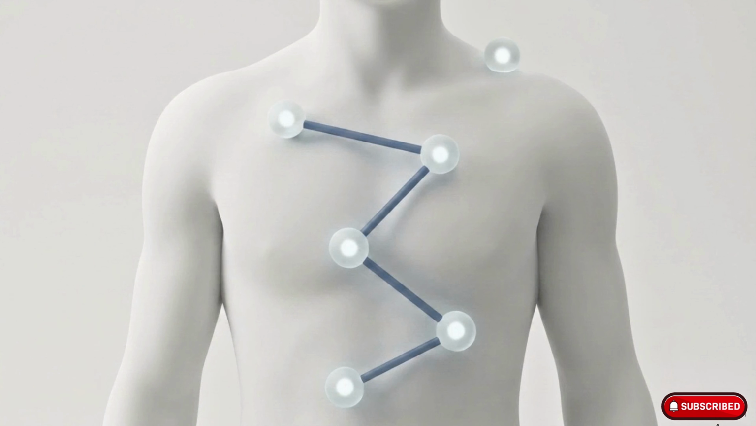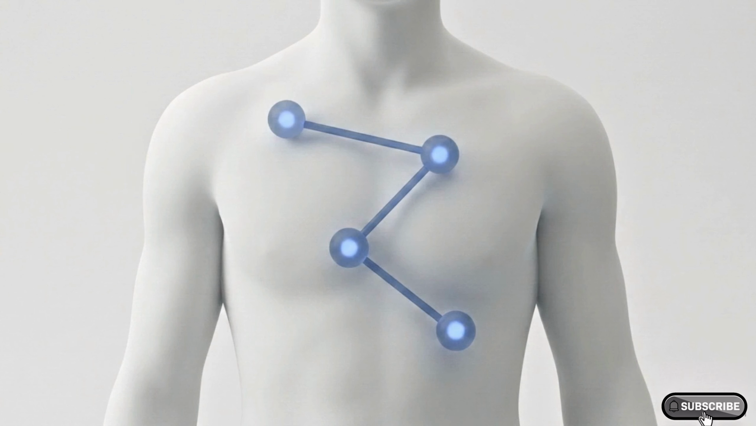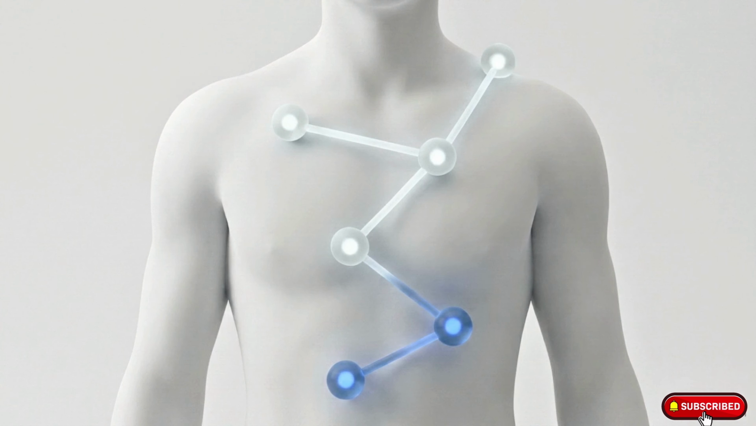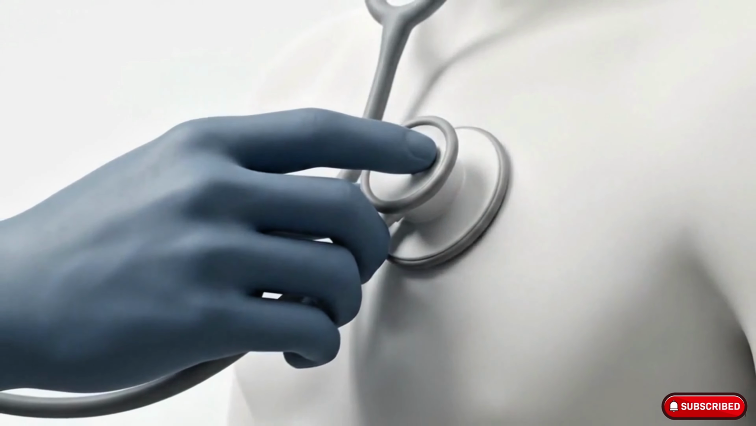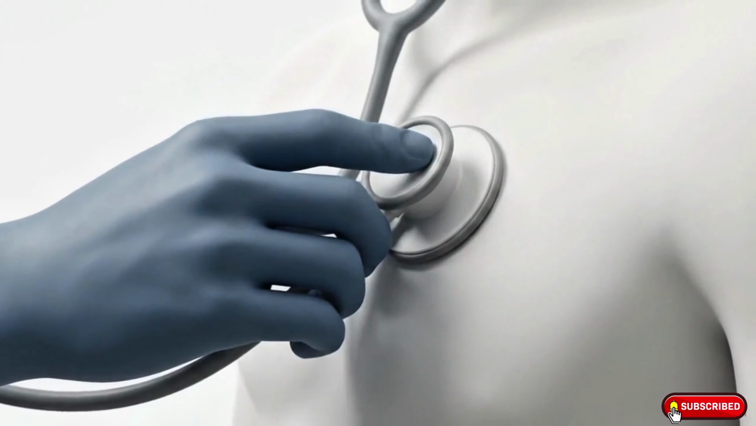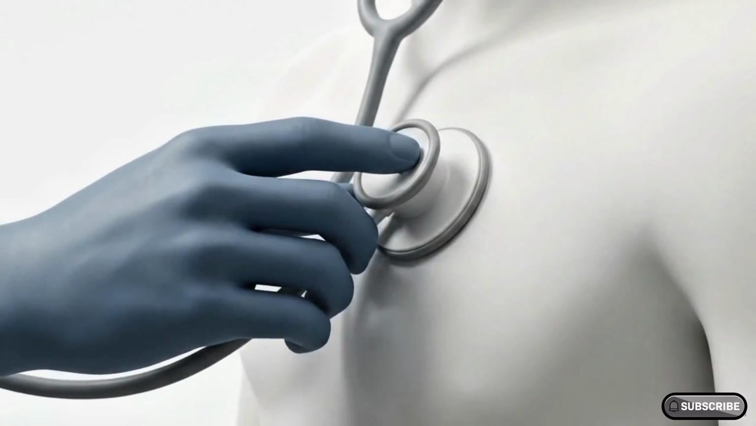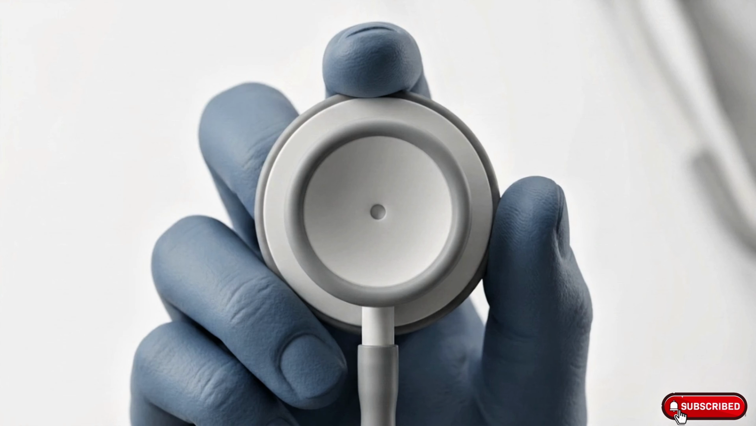We follow a strict 5-point pattern: aortic, pulmonic, Erb's point, tricuspid, and mitral. To accurately capture this data, we use the diaphragm of the stethoscope to listen for primary mechanical heart sounds and the apical pulse, switching to the bell to detect deeper abnormalities like murmurs.